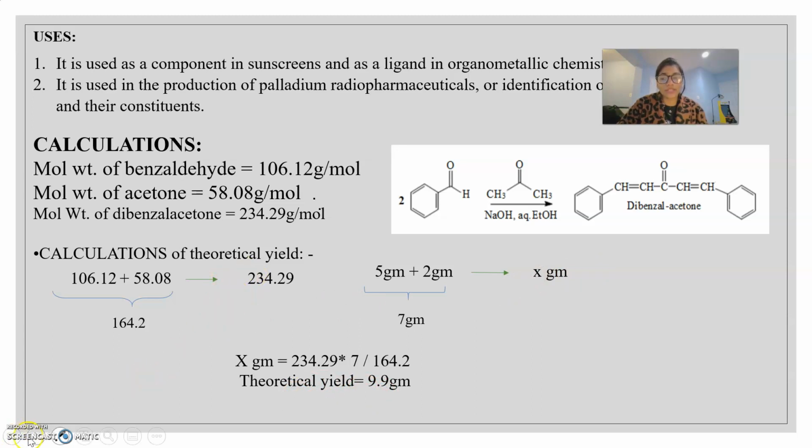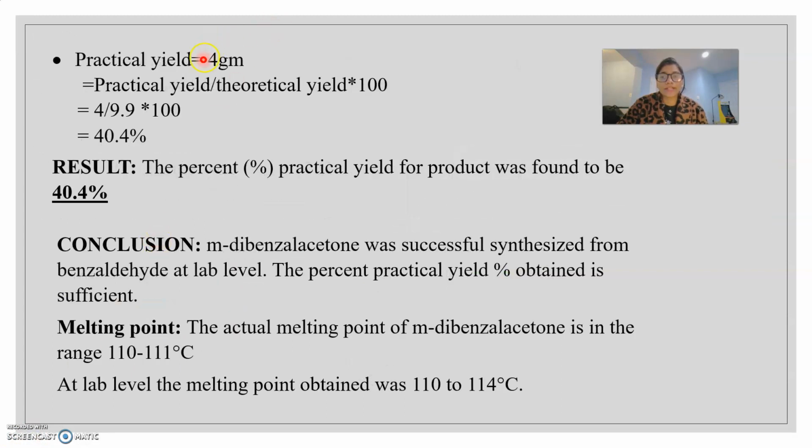Now we are going to take the practical yield. The practical yield is 4 gram after weighing the crystals that we got. This is 4 gram. Now the practical yield upon theoretical yield into 100 gives the percent practical yield. We have to calculate this, so the 40.4% we got after doing this.